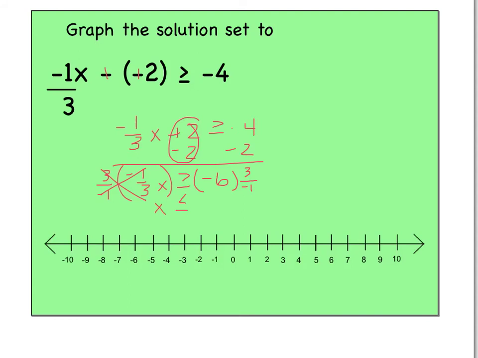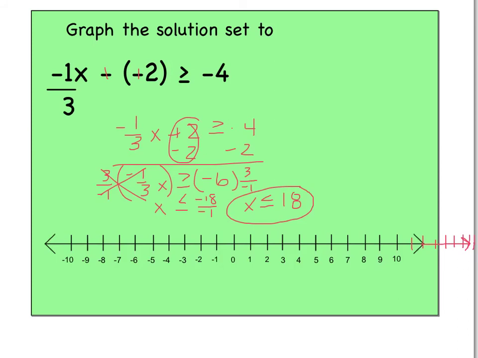X is less than or equal to. And negative 6 times 3 would be negative 18 over negative 1, which is going to give us x is less than or equal to a positive 18. Remember, two negatives gives us a positive. And we do not have 18 on here. So what I'm going to do is I'm going to extend this a little bit further. 11, 12, 13, 14, 15, 16, 17, 18.